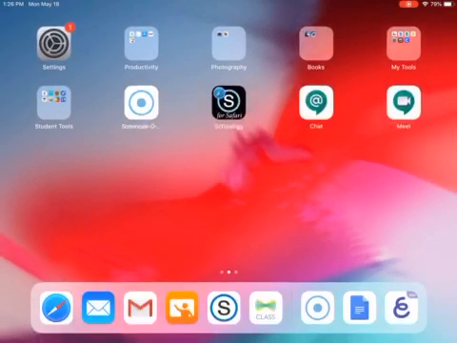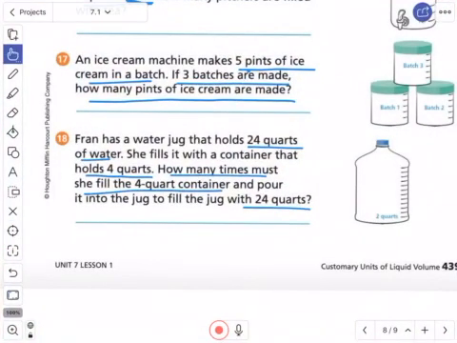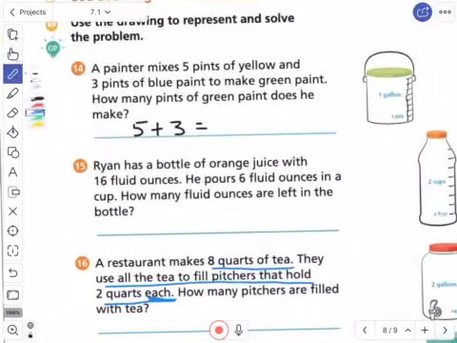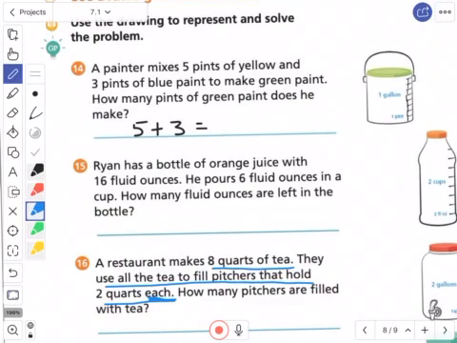Okay, coming back to check some of my thinking here. So I'm just going to go back up to the top. So the painter mixing the paint. Know that 5 pints of yellow and 3 pints of blue together make green. Well, then that's going to be 8. Oh, I'm switching back to black. 8 pints. So 8 pints of green.